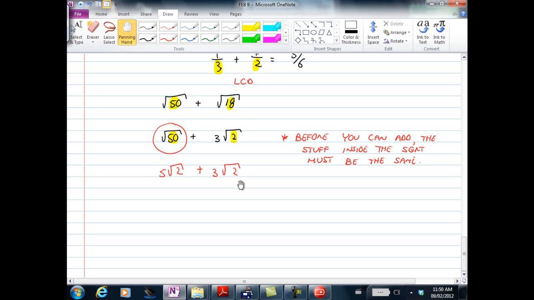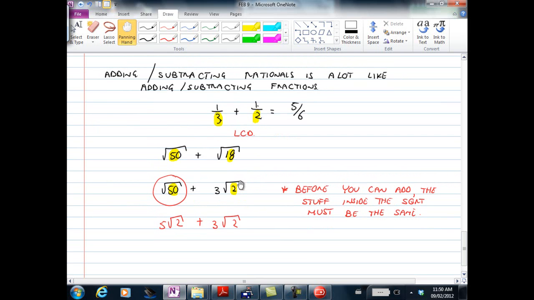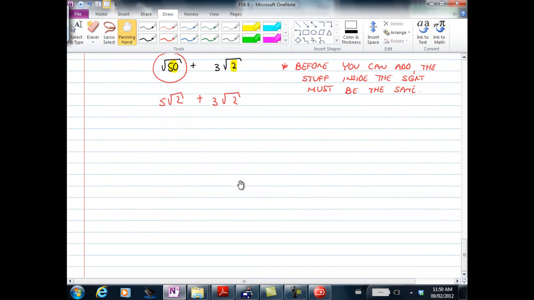Now, let's go back to my fractions. My LCD is 6, so a lot of you went 2 over 6 plus 3 over 6. And you did 5 over 6. And notice one thing, you never added the denominators. So guess what my final answer is going to be? 8 root 2. Just like fractions, you never add the inside, only the outside. So your answer is indeed 8 root 2.